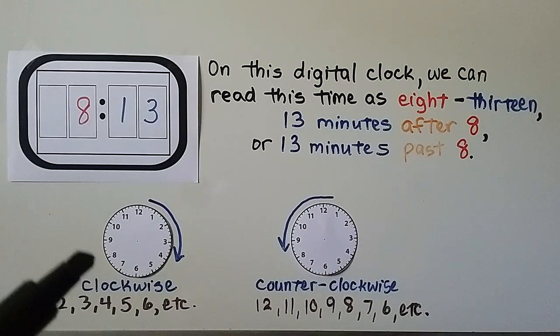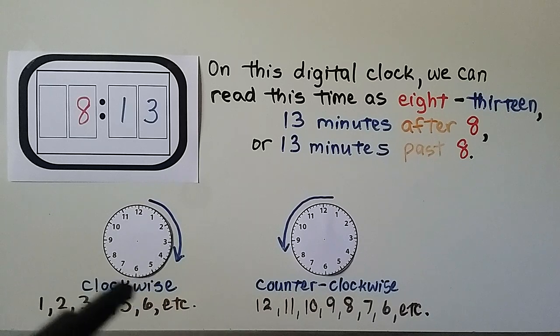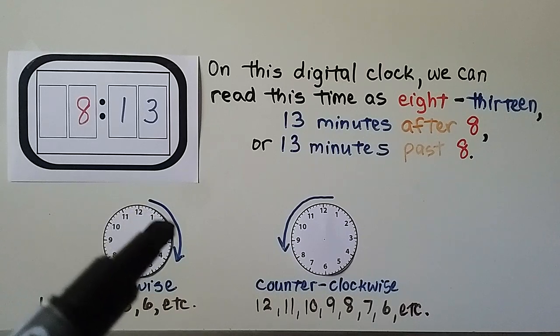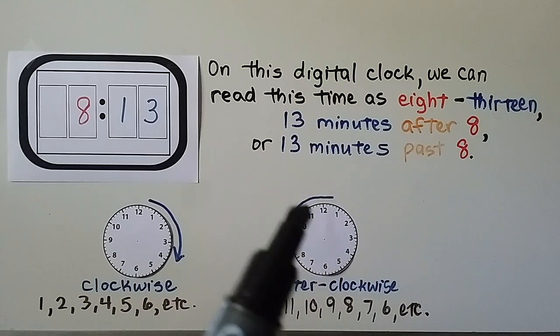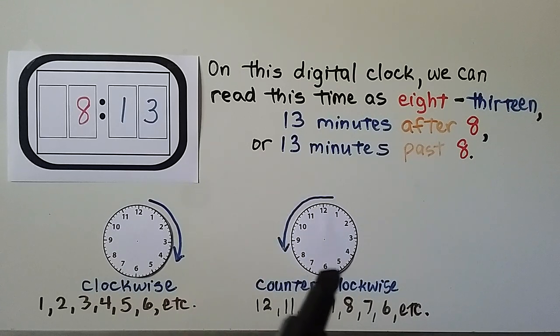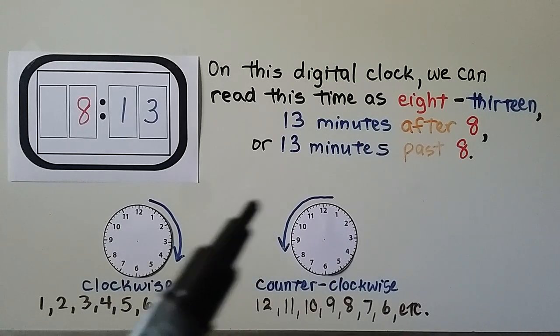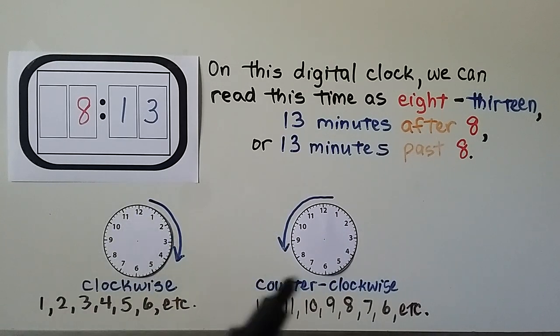And remember, when the clock hands go clockwise, the numbers are going in order 1, 2, 3, 4, 5, 6, and so on. And they're counting up. When they're going counterclockwise, the numbers are going to count down 12, 11, 10, 9, 8, 7, 6, and so on. See? So clockwise, they're counting up, and counterclockwise, they're counting down.